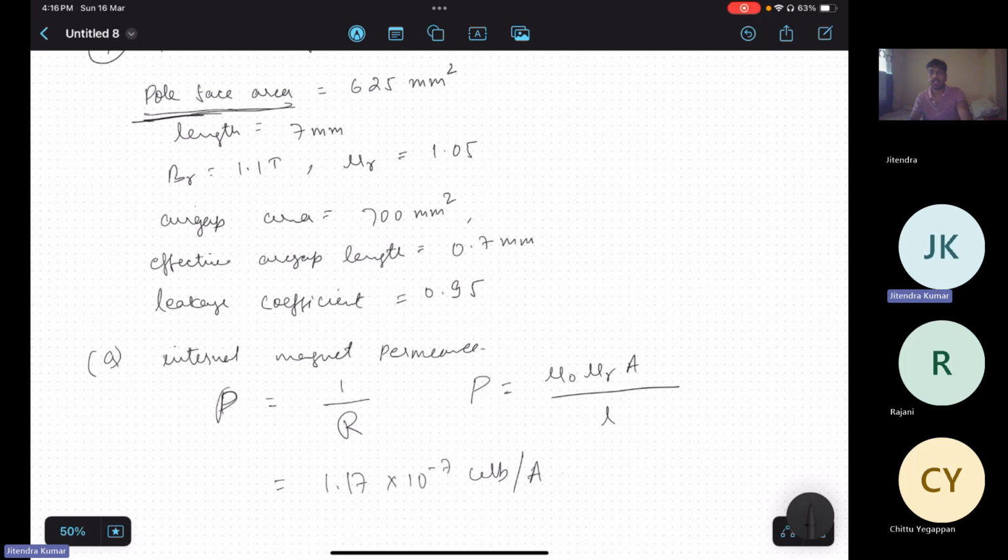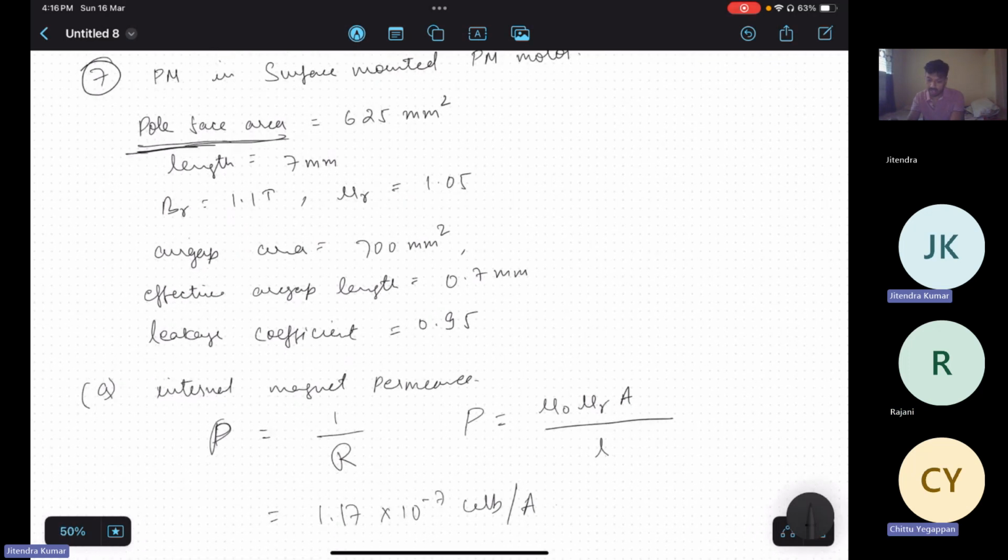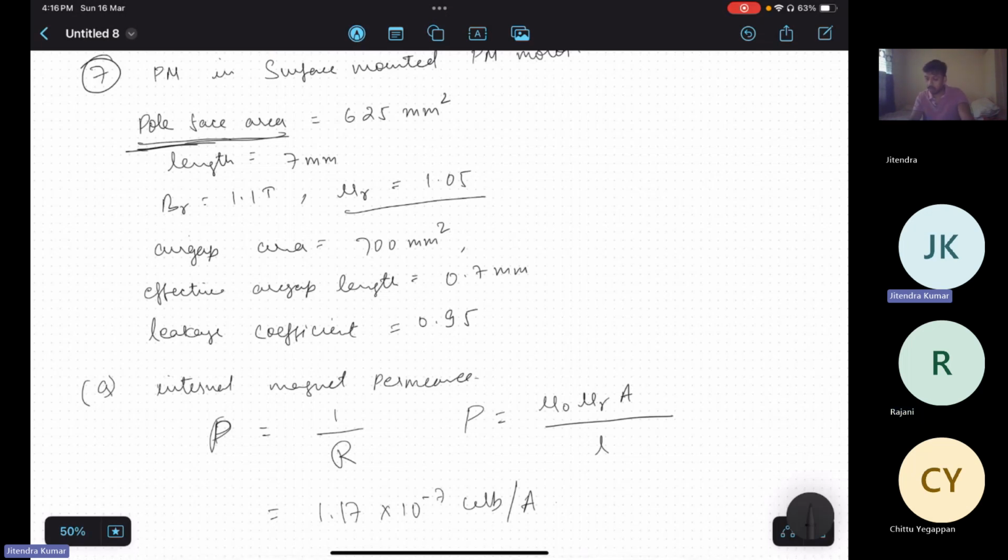No, sir. I got a little confused. Okay, could you explain to me? Yeah. So see, this permeance value is mu naught mu r A. You know the value of mu naught. How much is it? 4 pi into 10 to the power minus 7. Mu r value is given, right? 1.05. Mu naught is 4 pi into 10 to the power minus 7. Mu r is 1.05. Area of magnet, are you given with? 625 into 10 power minus 3 whole square.